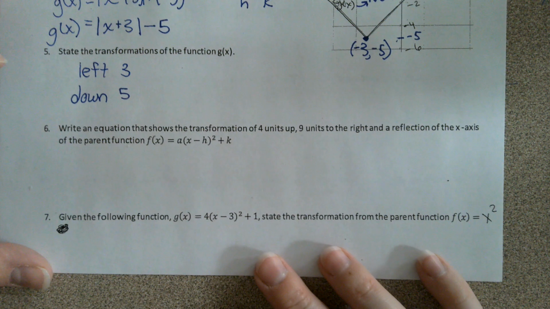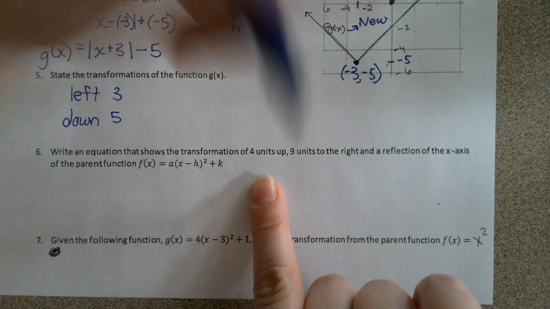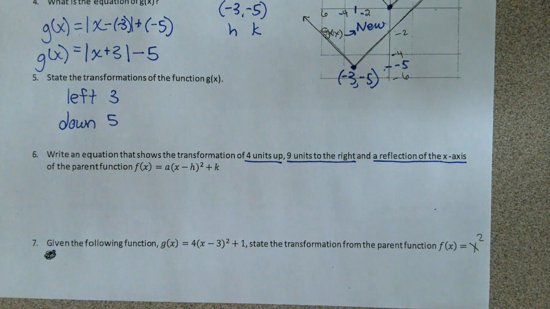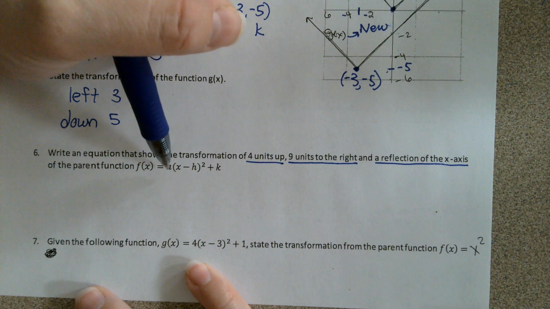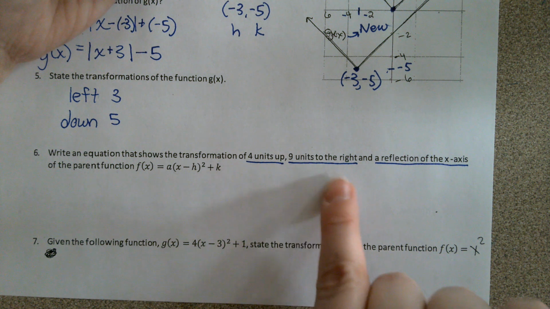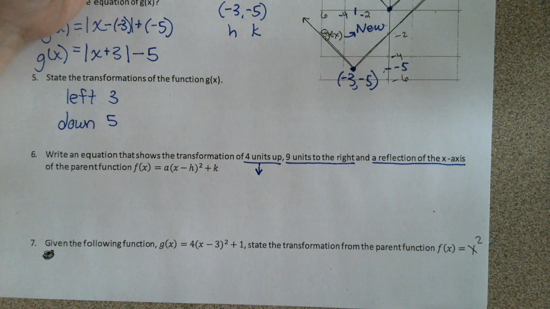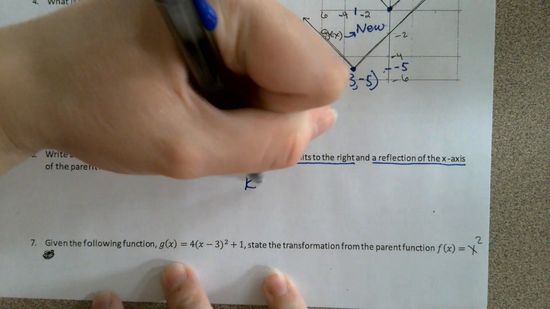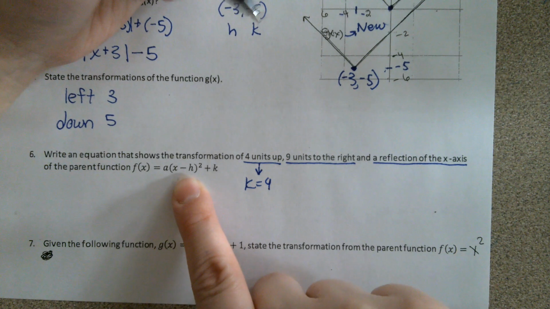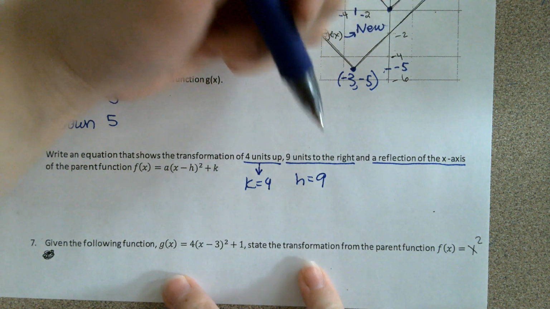Number 6. Write an equation that shows the transformation of 4 units up, 9 units to the right, and a reflection of the x-axis of the parent function f of x equals a times x minus h squared plus k. So we need to identify where these go in the equation and then put it all together. 4 units up, the letter that moves us up and down is k, so k is positive 4. 9 units to the right, left and right, that's what the h does. 9 units right, that's a positive movement, so positive 9.